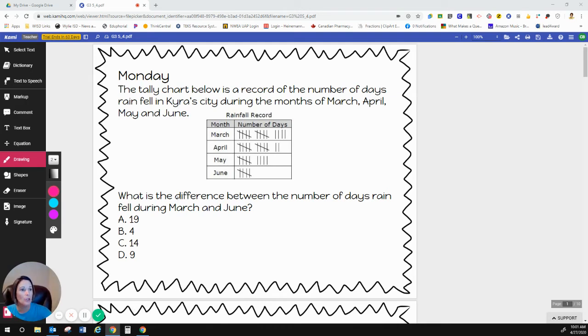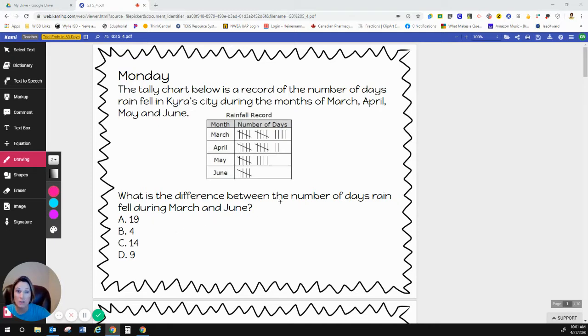The tally chart below is a record of the number of days rain fell in Kira City during the months of March, April, May, and June. What is the difference between the number of days rain fell during March and June? Let's look at our data table.